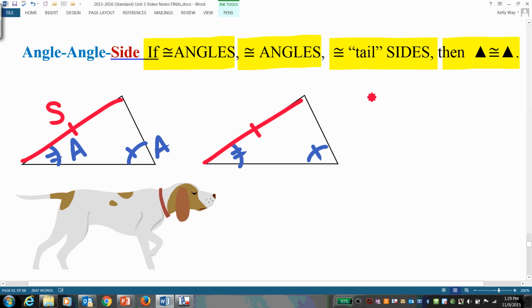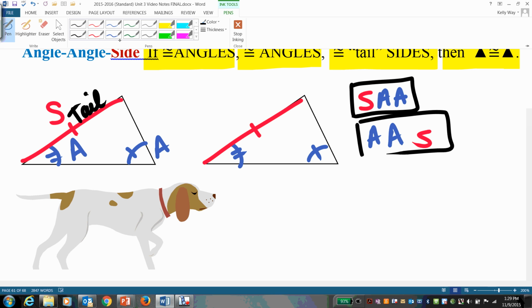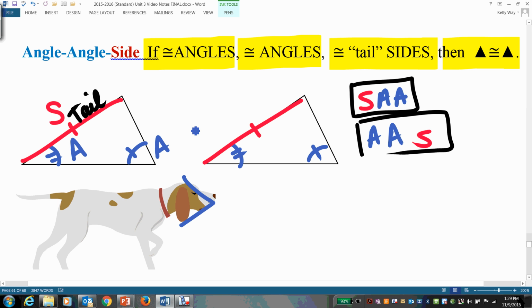So this could read either side, angle, angle, or angle, angle, side. Either one of those is the correct reading of that. But the side is a tail of one of the angles. What I'm visualizing here is if you have an angle, so dog snout, and another angle, dog rear end, and then a side, tail, that is going to read angle, angle, side.